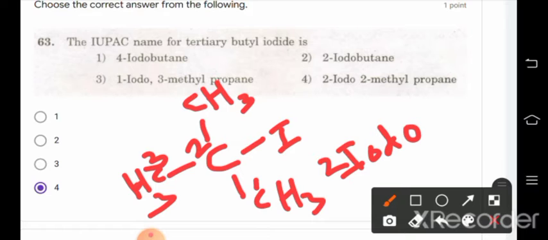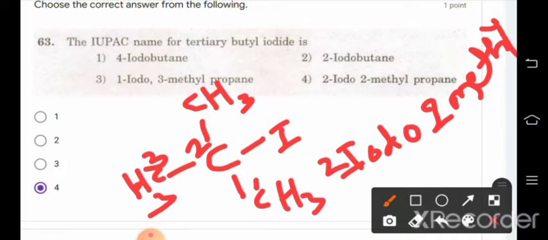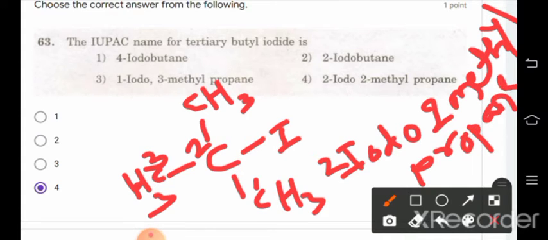Then, since a methyl group is attached to the second carbon atom, it becomes 2-methyl. Then there are three carbon atoms in the longest chain, so it becomes propane. So the IUPAC name of tertiary butyl iodide becomes 2-iodo-2-methyl propane.